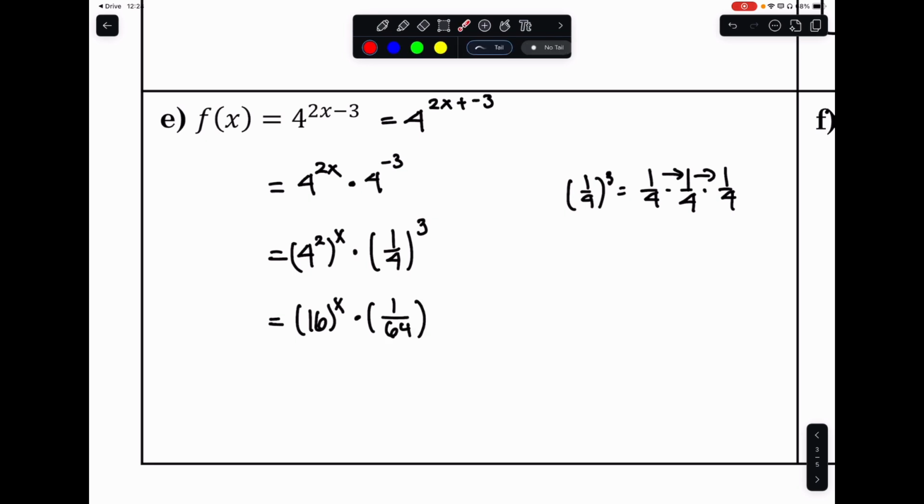Now, again, these things cannot be multiplied together, and I cannot simplify this because the order of operations requires me to get 16 and raise it to the power of x before I can multiply with 1 over 64. So that means that f of x is going to be equivalent to 1 over 64 times 16 to the x power.